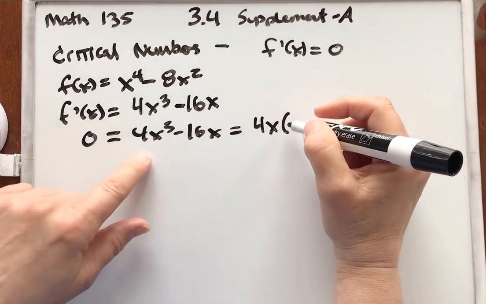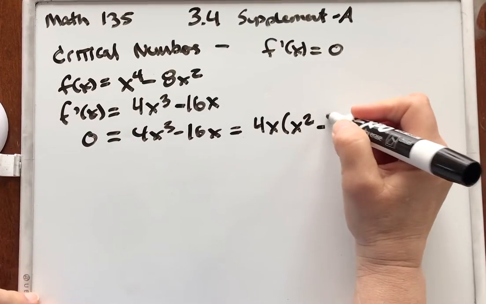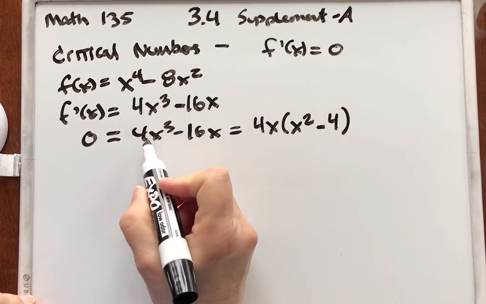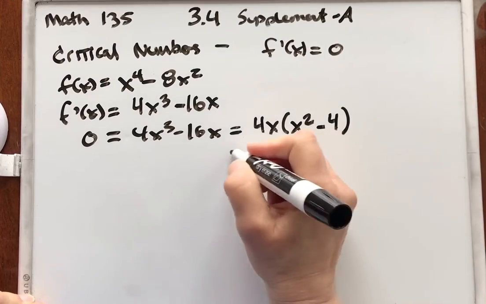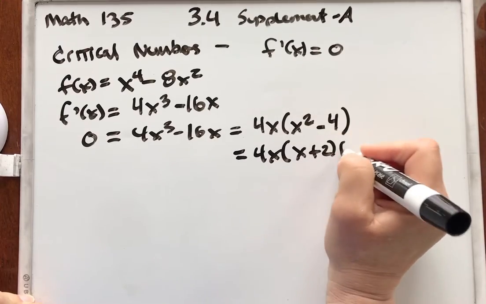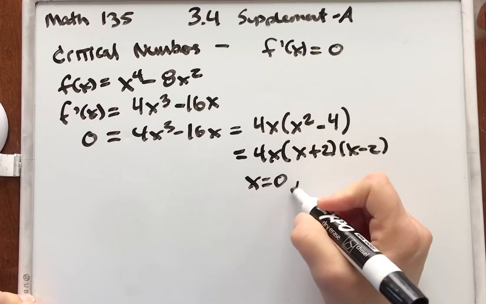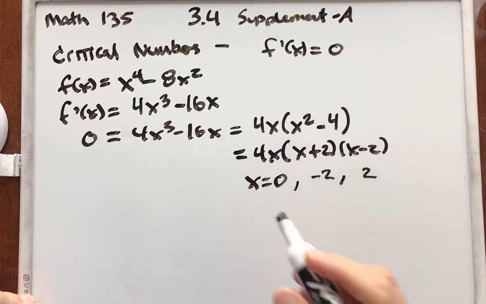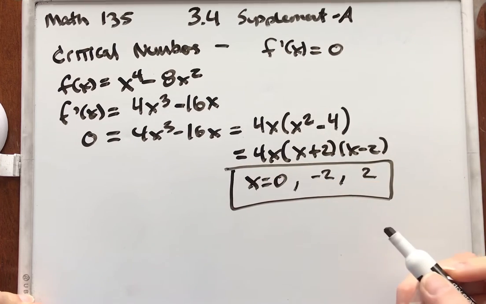4x times what is 4x cubed? We need an x squared. 4x times what is negative 16x? We need to get a negative 4. And you can check: 4x times x squared is this, 4x times negative 4 is this. Okay, we're going to continue with our factoring. We can see that we have a difference of two squares, so we have x plus 2, x minus 2. So we can see that x is going to equal 0, negative 2, and 2. Those are going to be our critical numbers.